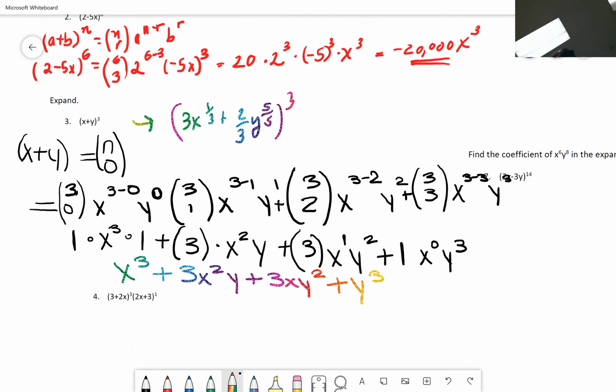What I'm trying to say is you pick the tool which makes it as easy as possible. X plus Y to the 8th power, you can do with Pascal's triangle. You know you're going to start with X to the 8th, Y to the 0, plus X to the 7th, Y to the 1st, and so on. You keep going down the line and you're just fine. But if it becomes any more difficult, then the expansion with binomial theorem is far superior. Okay, make sense? All right.